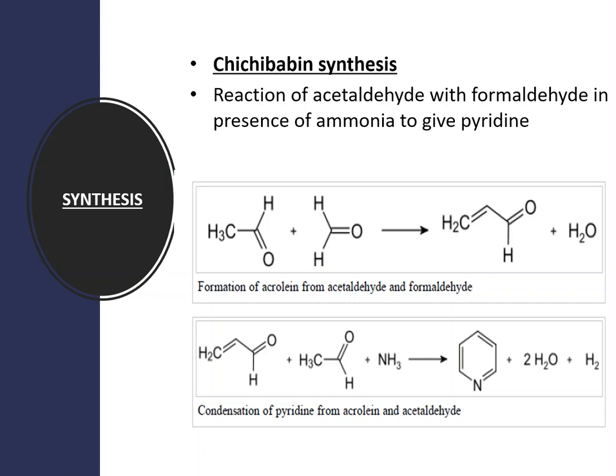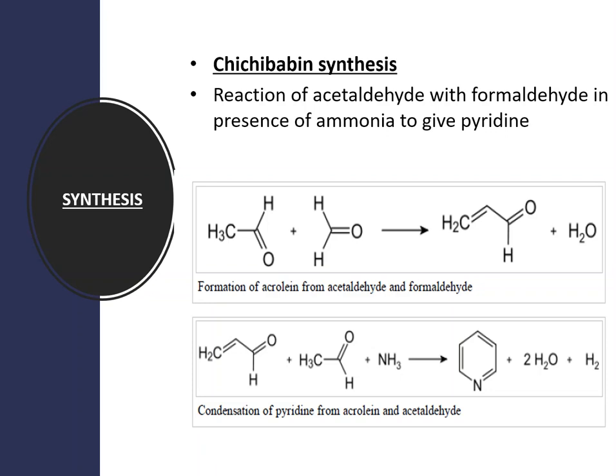So what is the reaction? The reaction between acetaldehyde and formaldehyde. When acetaldehyde and formaldehyde react, it's a cross aldol condensation. You get an acrolein, that is CHO, C double bond, vinyl. That's the acrolein moiety.